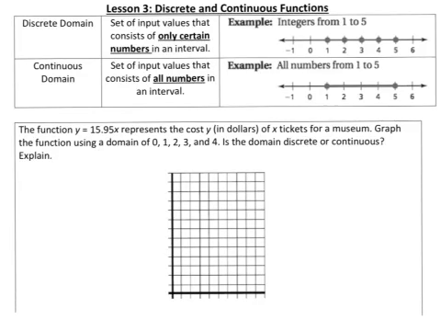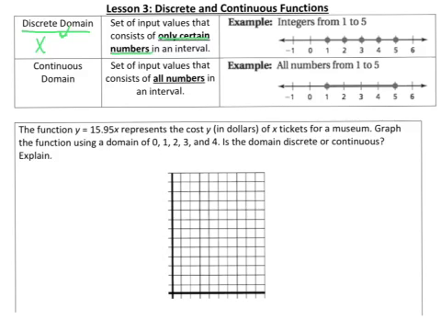Today we're going to talk about discrete and continuous functions. Discrete, when we're talking about them in terms of functions, is when we're talking about the domain. Now remember, when we learned about domain, the domain are the x values, they're the input values that we'll put in for these different functions. Now when we're talking about discrete, discrete means that the set of input values consists of only certain numbers in an interval. So we have the example of integers 1 to 5, but they're integers.